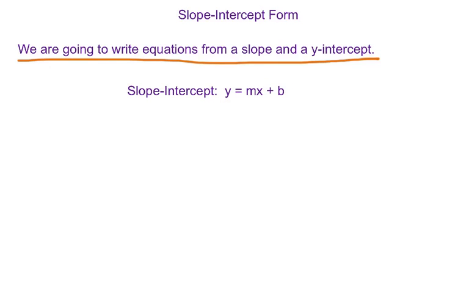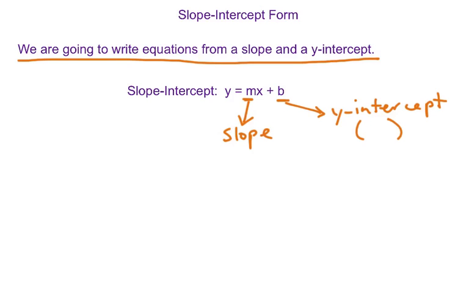Okay? Now, in this form, m is the slope. b is the y-intercept. Now remember that the y-intercept on the coordinate plane is always the ordered pair (0, comma, and whatever the y value is. I'm going to go ahead and say that the y value is b, because that's the variable we're using.